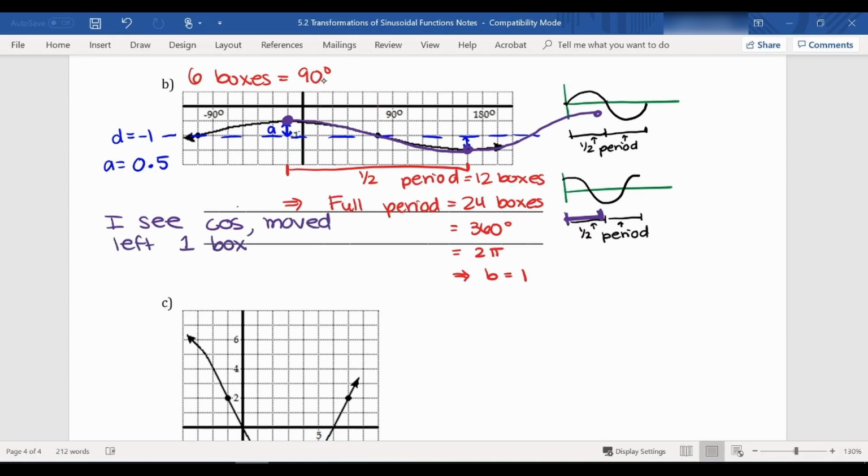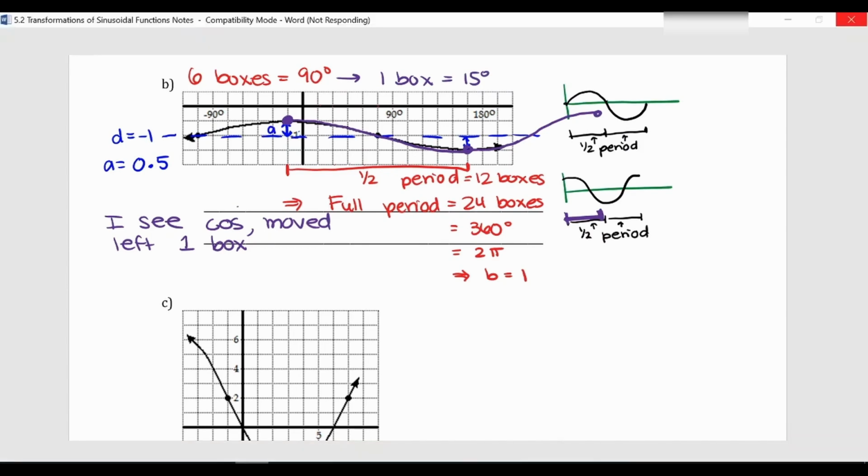Okay. And again, if a full period is 24 boxes, a half period is 12 boxes, I can figure out how many degrees 1 box is. If 6 is 90 degrees, this means that 1 box would be 15 degrees. So I moved left by 1 box or left by 15 degrees.